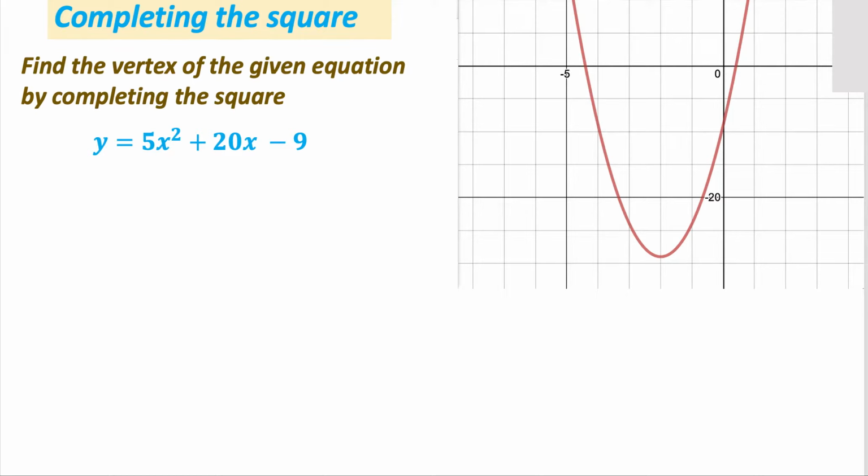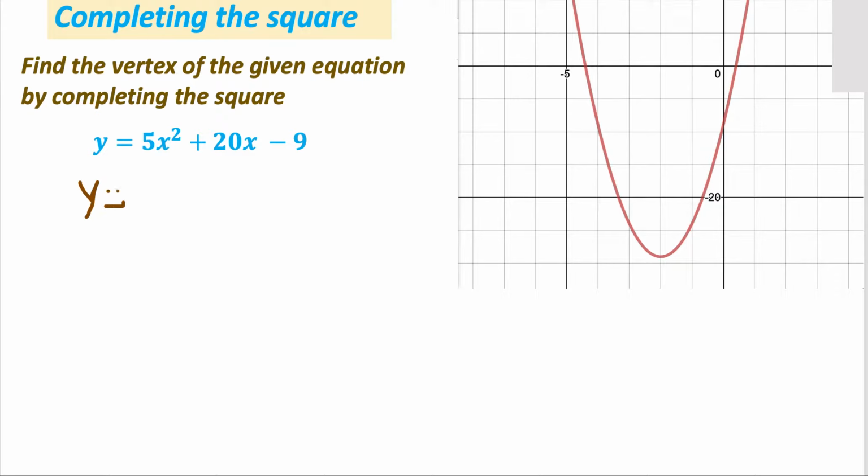Find the vertex of the given equation by completing the square. So let me take one pen here. So we want to find the vertex by completing the square. How can we find it? So let's try this way.